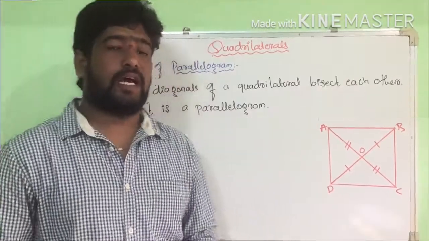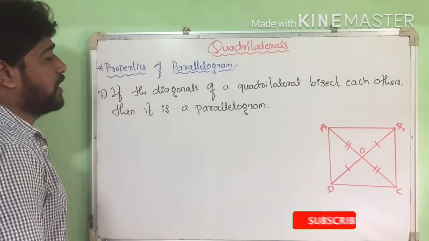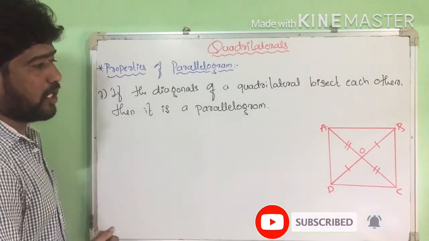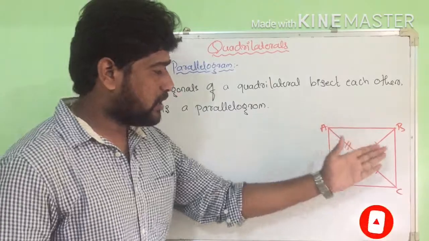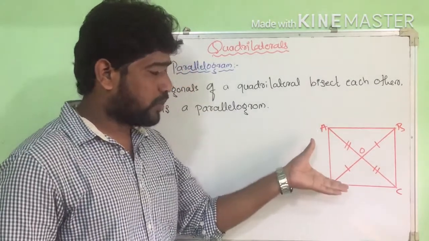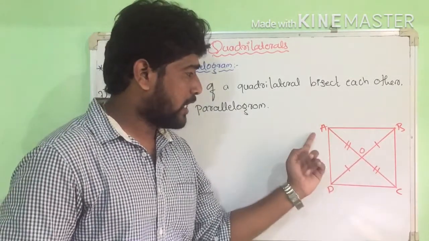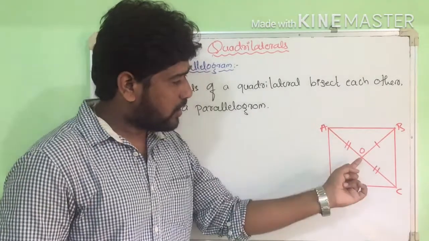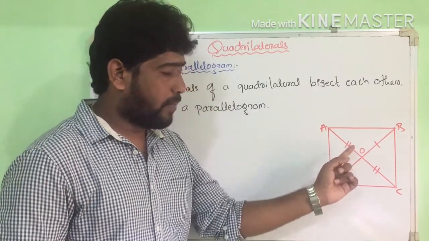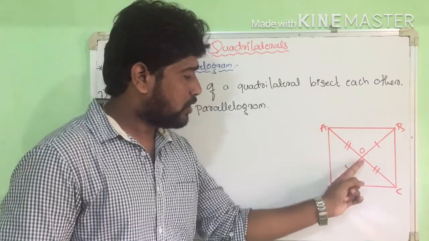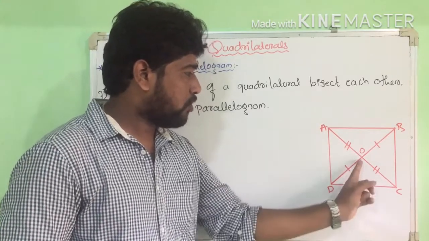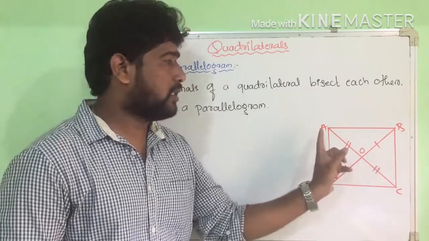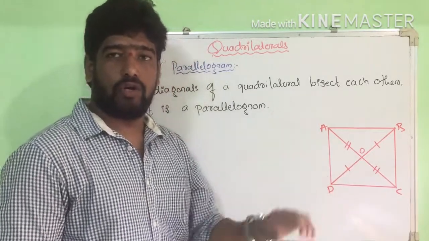So well students, the last property, the seventh one: if the diagonals of a quadrilateral bisect each other, then it is a parallelogram. So here the given ABCD is a quadrilateral. In this quadrilateral, the diagonals AC and BD intersect at O and bisect each other. It means AO is equal to OC and DO is equal to OB. The diagonals bisect each other, then ABCD is a parallelogram.